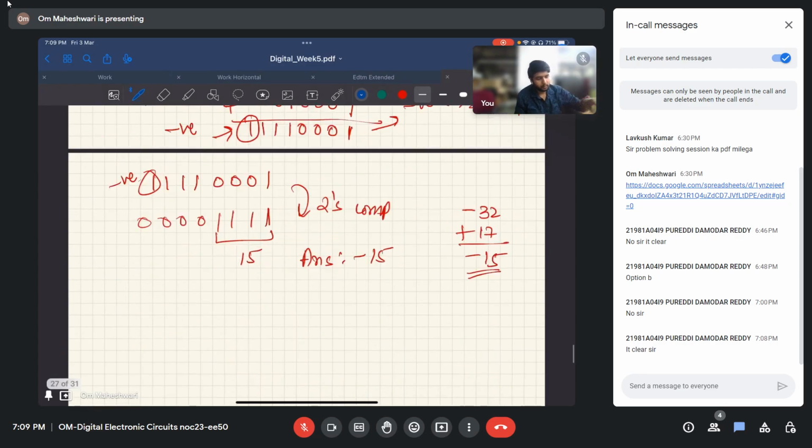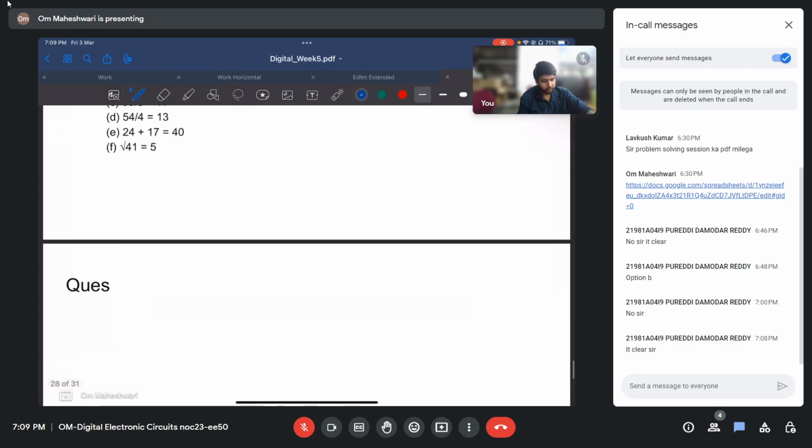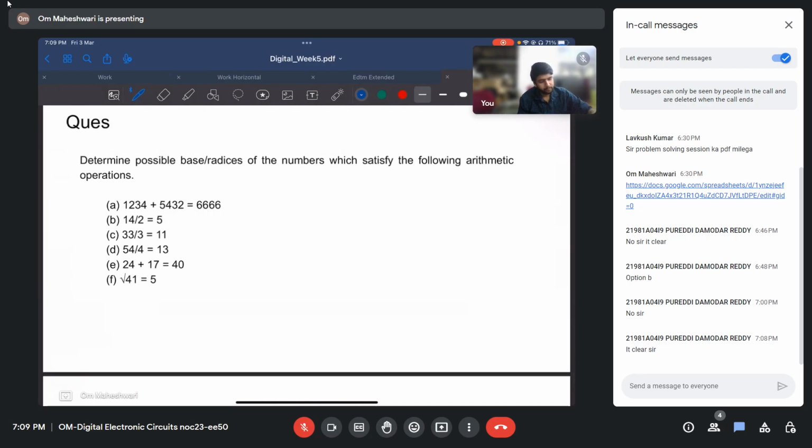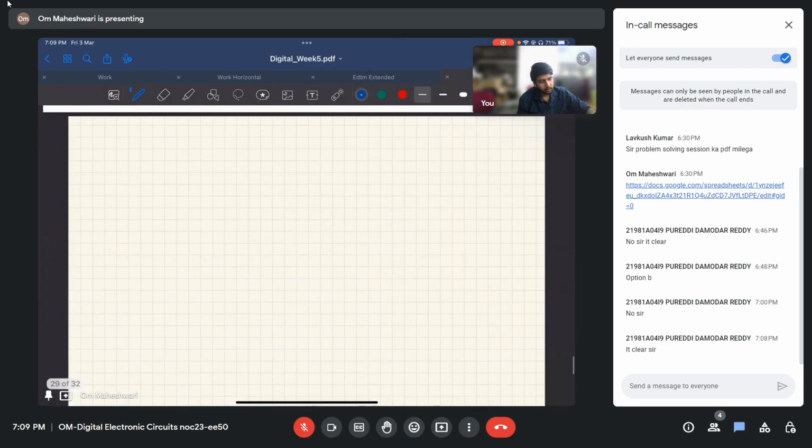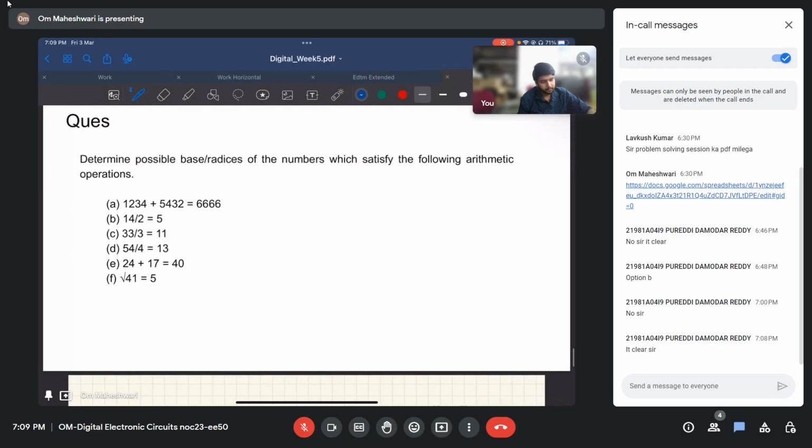Okay, I just have one more question for today. The question is: determine the possible bases or radices of the number which satisfy the following arithmetic operations. It is a very interesting question. So how do we do it? I'll just tell you.